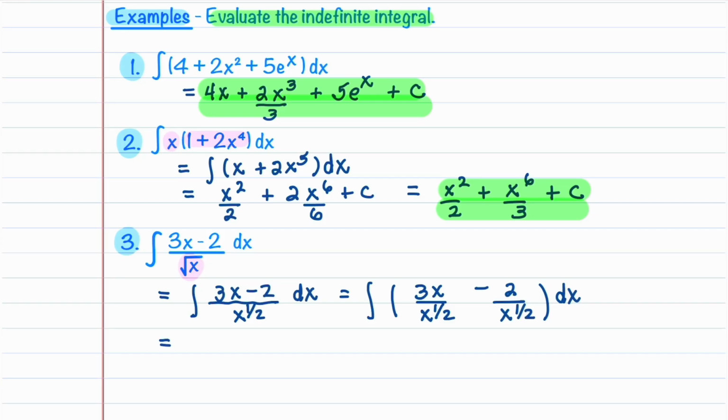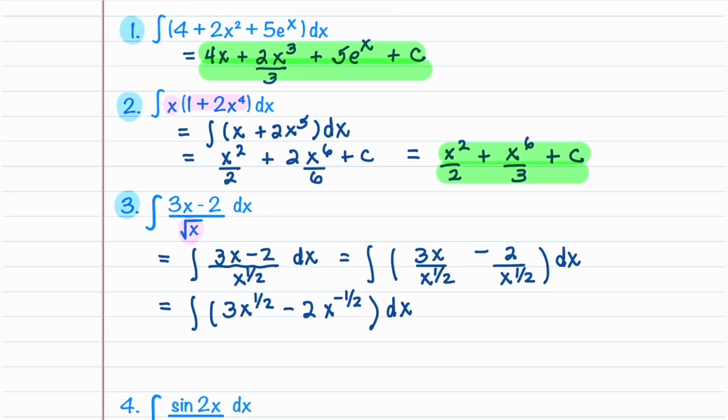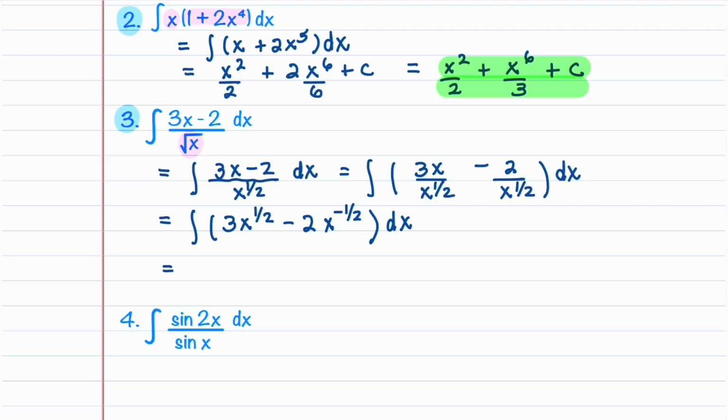And we're going to simplify this before we integrate it. 3x divided by x to the 1/2 is just 3x to the 1/2. And then we subtract 2, and I'm going to rewrite this last one as x to the minus 1/2. That way we can use our formula x to the n. Now we can go ahead and integrate.